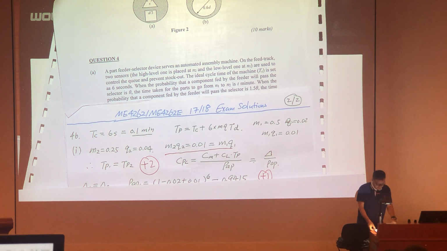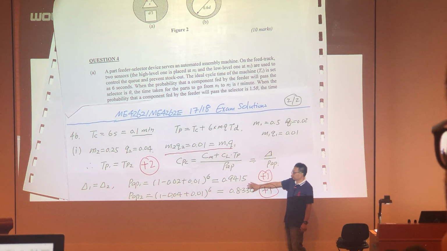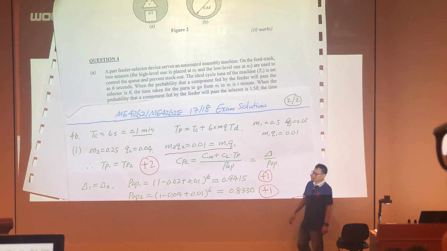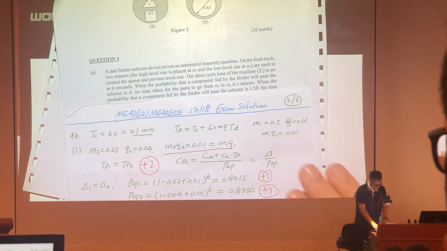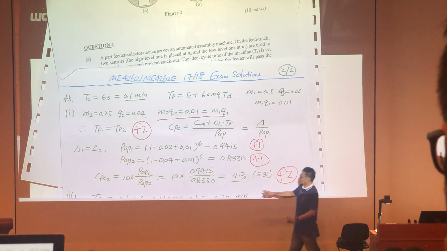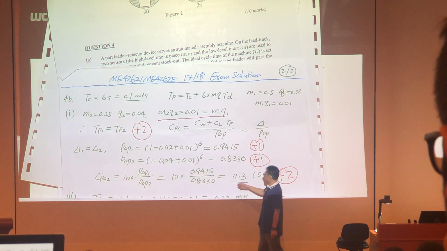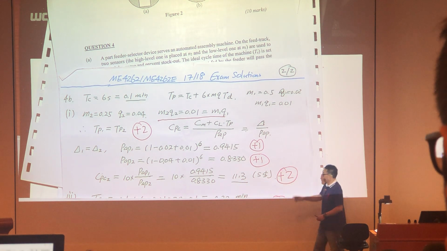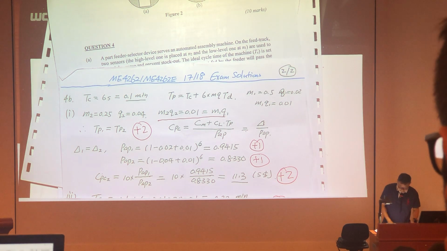And we find that you can calculate PEP1, PEP2, because MQ for both situations are given. So these are the results. And finally, CPC2 equals CPC1 times PP1 divided by PP2, that equals eventually $11.3 per unit. So that is the first part.